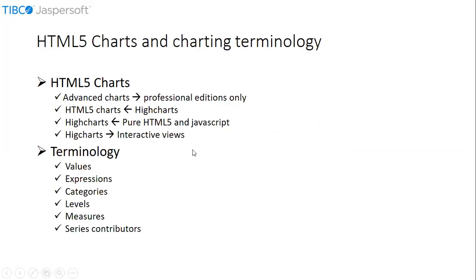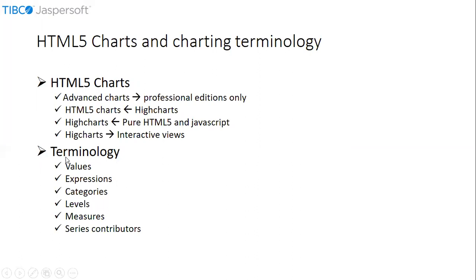HTML5 charts. HTML5 charts are the advanced charts that are available only in the professional editions. HTML5 charts are implemented in a technology called Highcharts. Highcharts are purely written in HTML5 and JavaScript technologies. Highcharts provide interactive views that animate directly.